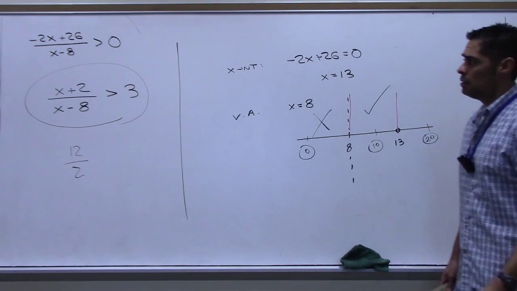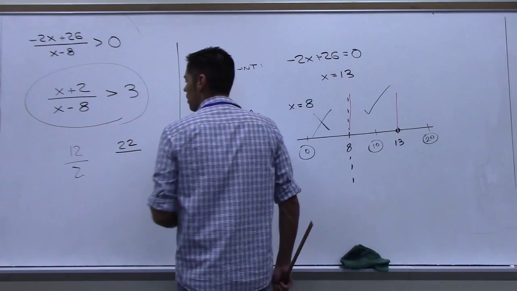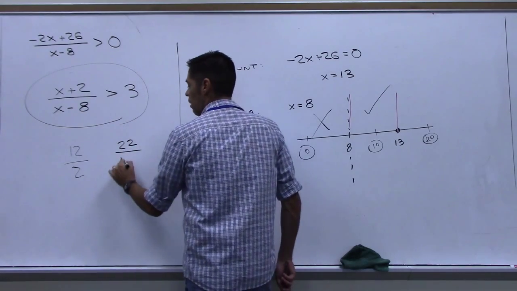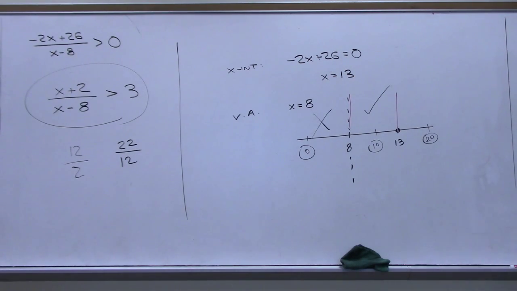20. Plug in 20, you get 22 on top, and on the bottom you get 12. Is 22 divided by 12 bigger than 3? No, it's not. 24 divided by 12 is 2, right? So definitely not bigger than 3. So it's not going to work.